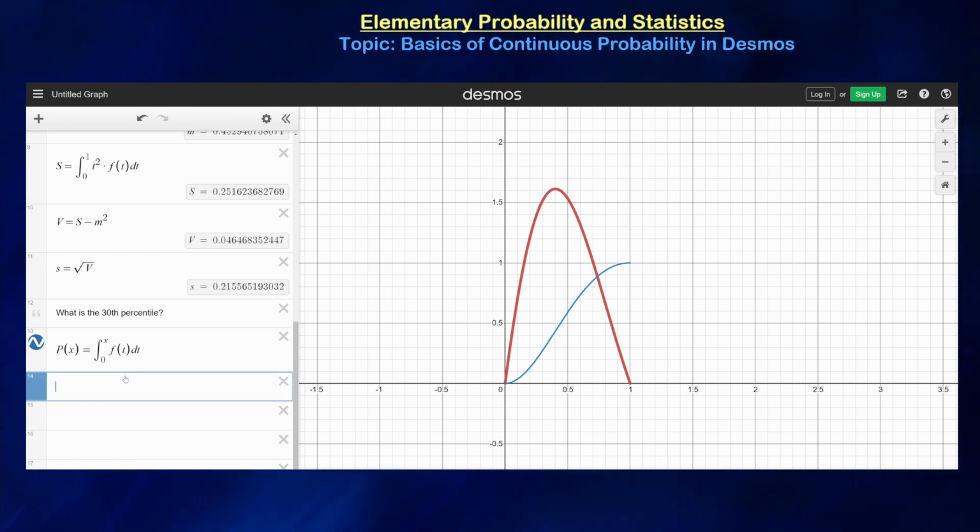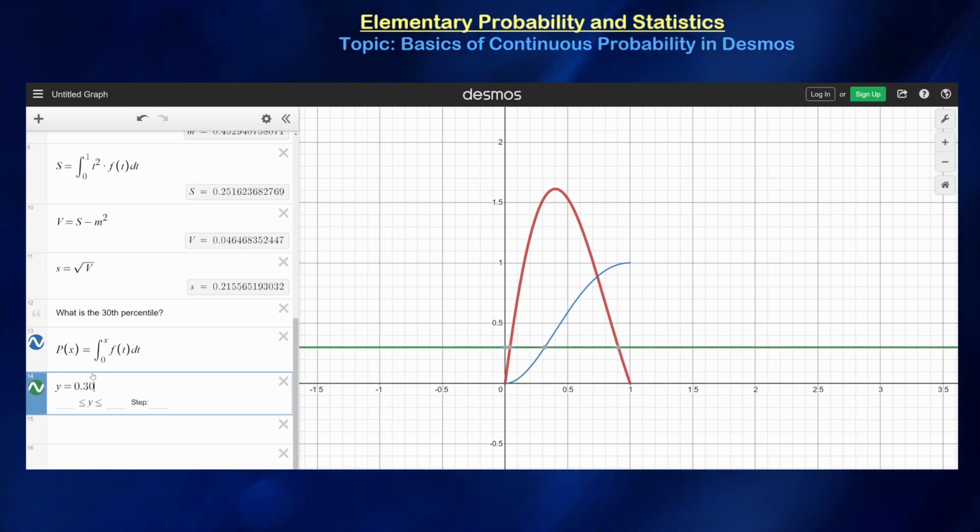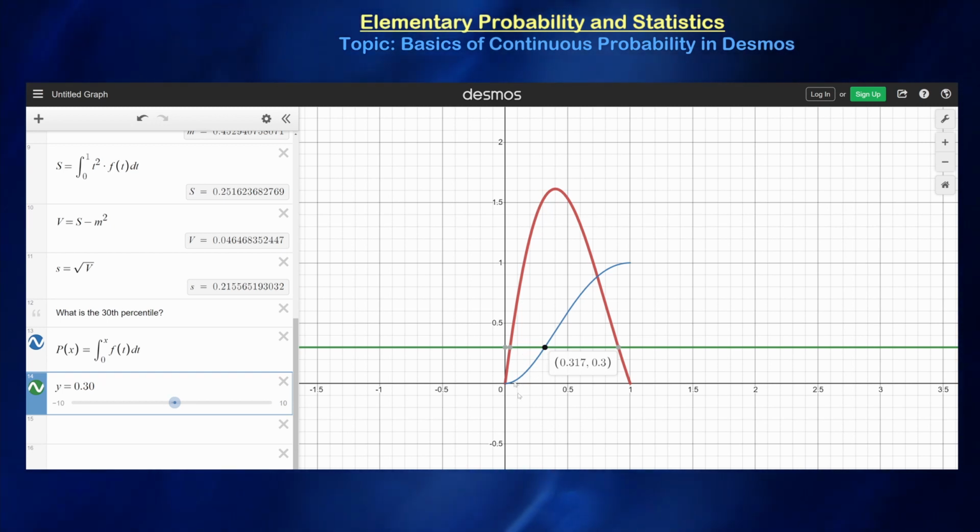But aside from that, we can use this to find the percentage of people that are less than or equal to some number that we're interested in. So what is the 30th percentile? So we want to know when this curve is equal to 30%. So if we draw 0.30, this intersection corresponds to where that is going to be.